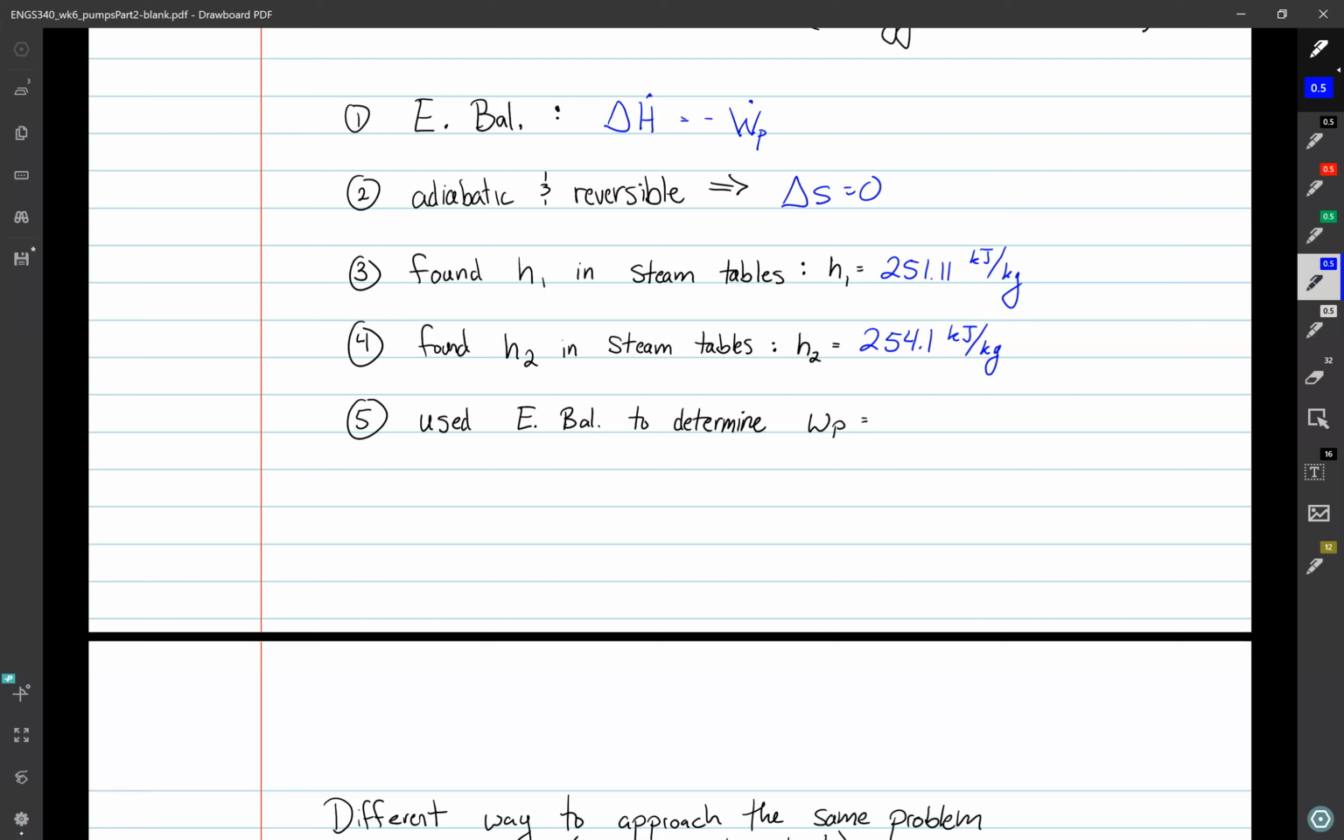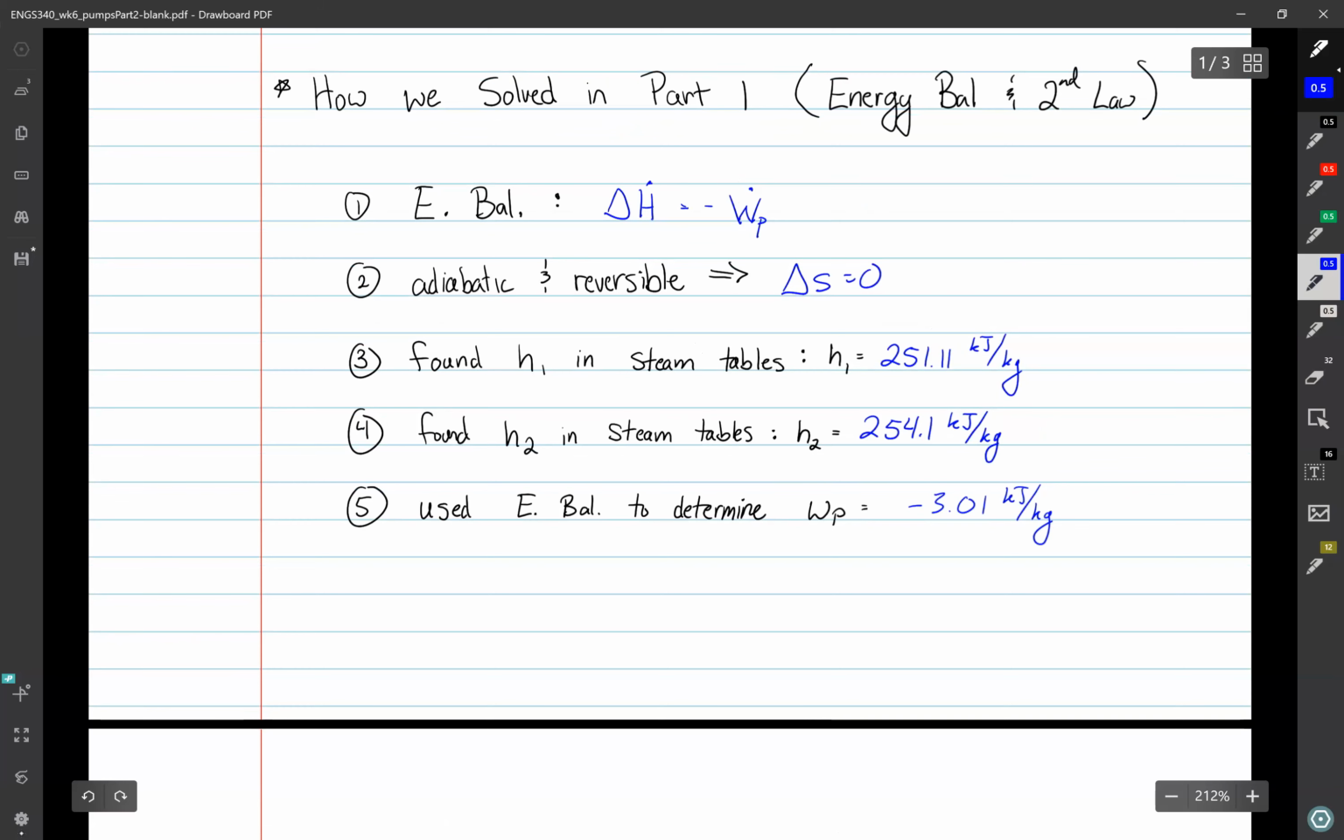Okay, and then we could go back and use our energy balance and calculate what the work was. In this case, it was minus 3.01 kilojoules per kilogram. So this is one way of looking at the problem. Kind of the more traditional energy balance perspective.